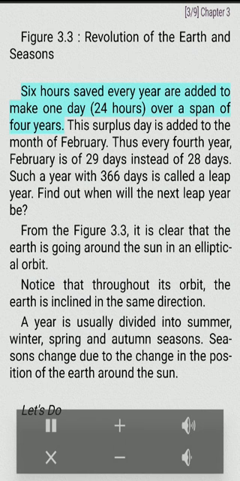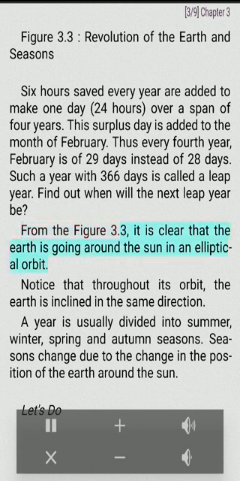The 6 hours saved every year are added to make 1 day, 24 hours, over a span of 4 years. This surplus day is added to the month of February. Thus every fourth year, February is of 29 days instead of 28 days. Such a year with 366 days is called a leap year. Find out when the next leap year will be.